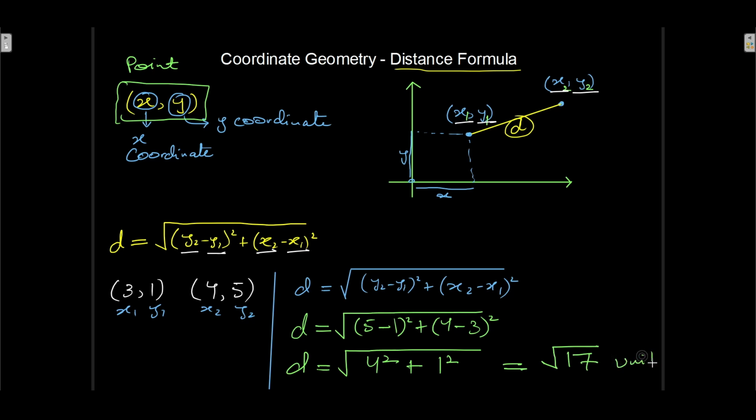As I don't know what is the unit of the length right now, it may be centimeter, it can be meters, it can be kilometers. So as I'm not aware of the unit, I'll just place units over here. So this is the length between the 2 points, which were 3 comma 1 and 4 comma 5.